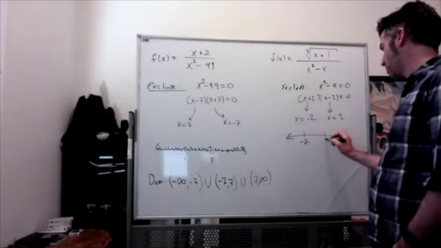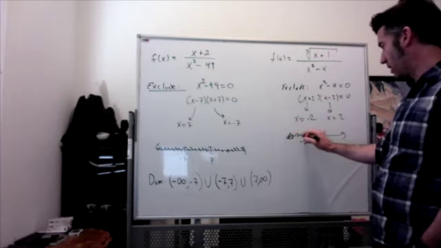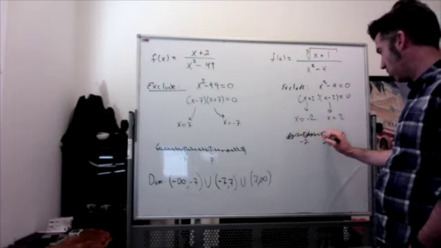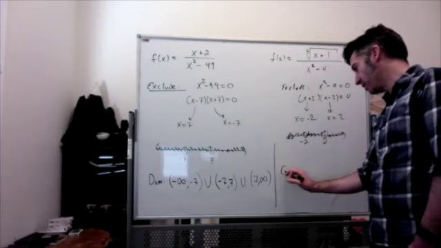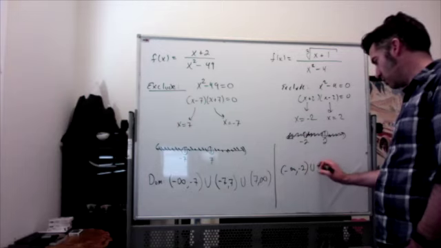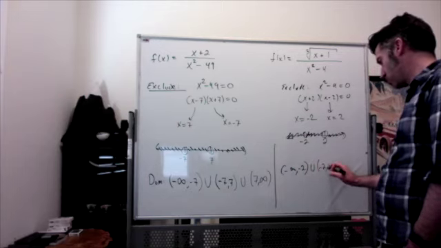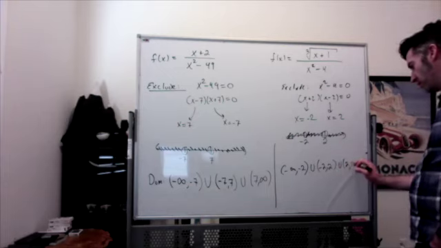So odd roots, ignore them. I want all of this. I don't want negative 2. I want all of this. I don't want positive 2. I want all of this. So I want everything from negative infinity to negative 2 parentheses, union negative 2 to 2 with parentheses, union parentheses 2 to infinity parentheses.